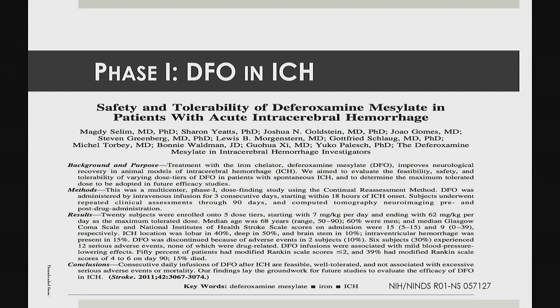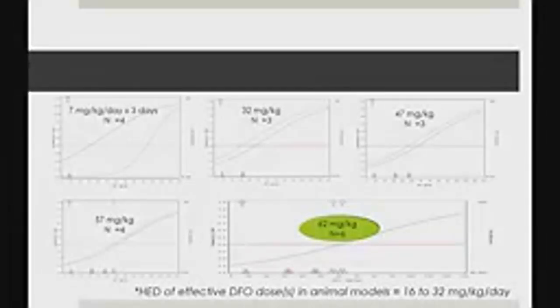So many years ago, we wanted to just ask the simple question: can we use deferoxamine in hemorrhage patients? Is it feasible to use it? Is it safe to use it? And how much of the drug can we give to these patients that are elderly and sick and have many other comorbidities? So we started with the DFO and ICH trial.